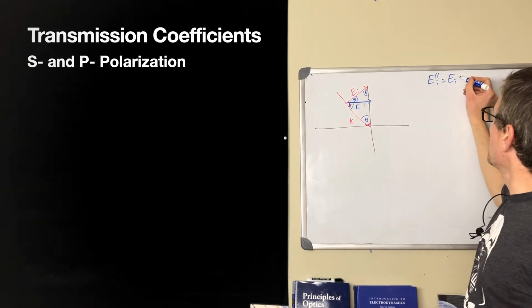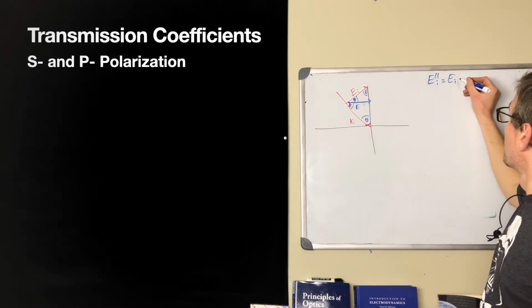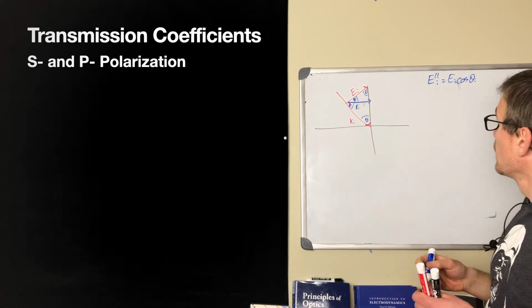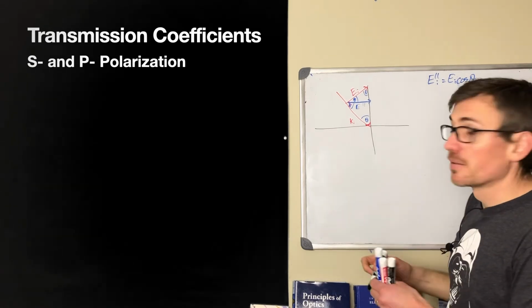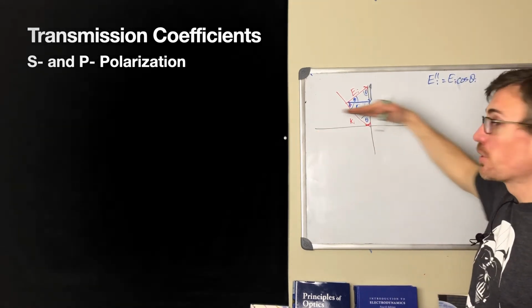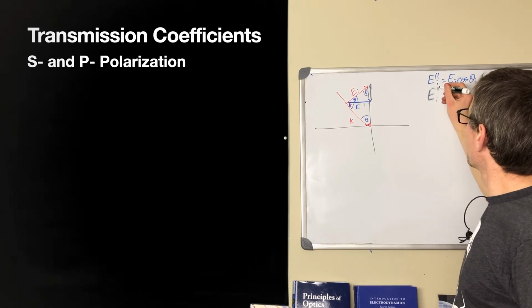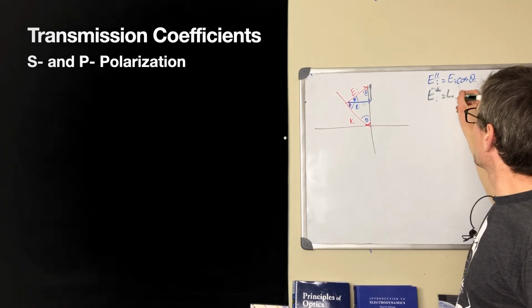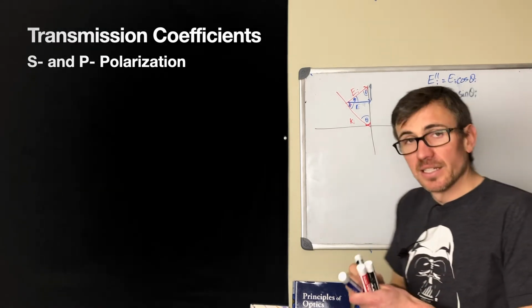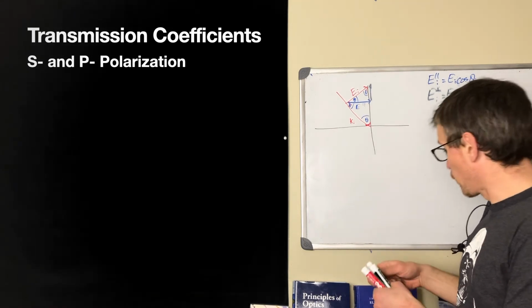So this is equal to EI times, looks like the cosine of theta incident. Okay? And it also has a perpendicular component. And this is with respect to this plane, this interface, right? So E incident perpendicular is equal to EI times sine theta I. All right? And we can do the same thing for the transmitted beam.